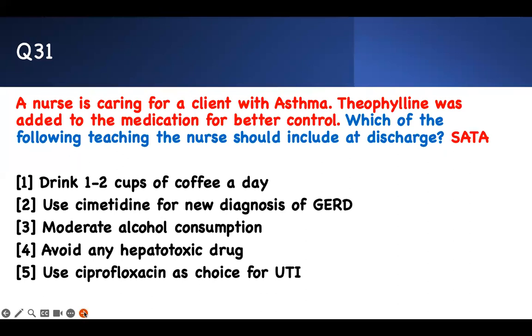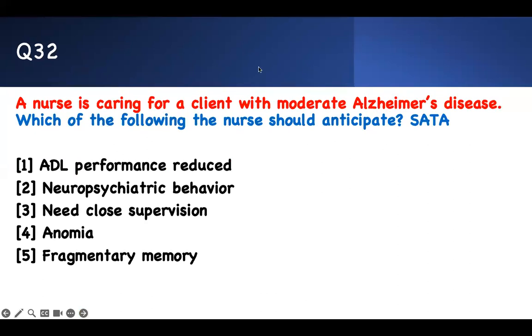Okay. Number 32. Which of the following should the nurse anticipate? Select or apply. A nurse is caring for a client with moderate Alzheimer's disease. I have a YouTube short video, about 1 minute, that has all the things I'm about to say. It gives you the different stages of Alzheimer's, mild, moderate, and severe, and how to manage them. You should watch that. What should you expect in moderate Alzheimer's disease?